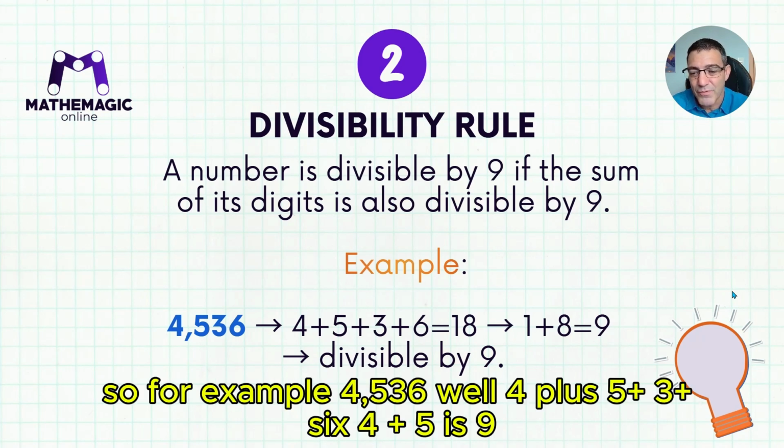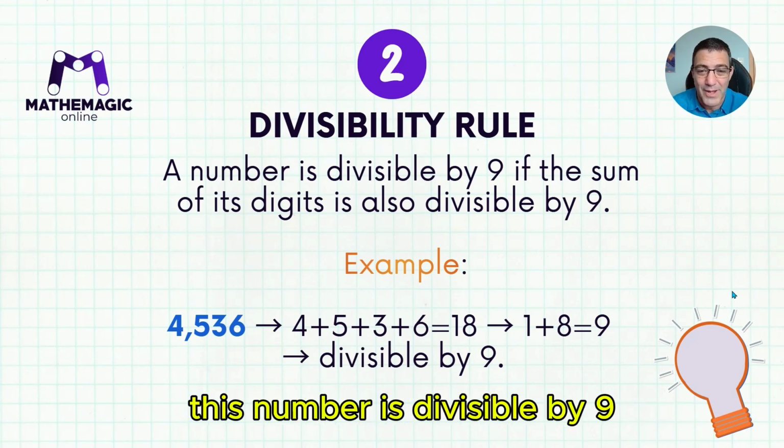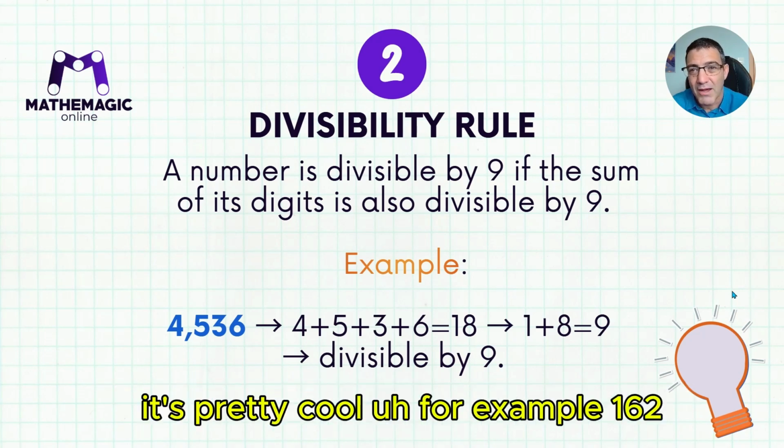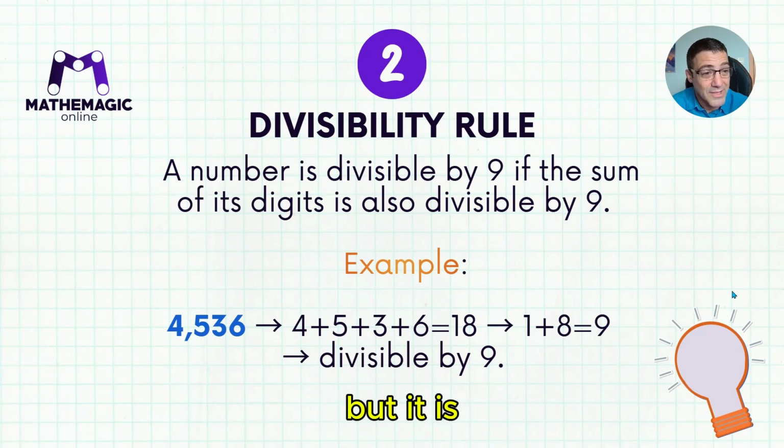So for example, 4,536. Well, 4 plus 5 plus 3 plus 6. 4 plus 5 is 9. 9 plus 3 is 12. 12 plus 6 is 18. 18, 1 plus 8 is 9. Oh yes, this number is divisible by 9. So you can do this with any number up to infinity. It's pretty cool. For example, 162, 1 plus 6 plus 2 is 9. It's not obvious that it's in the 9's times tables, but it is.